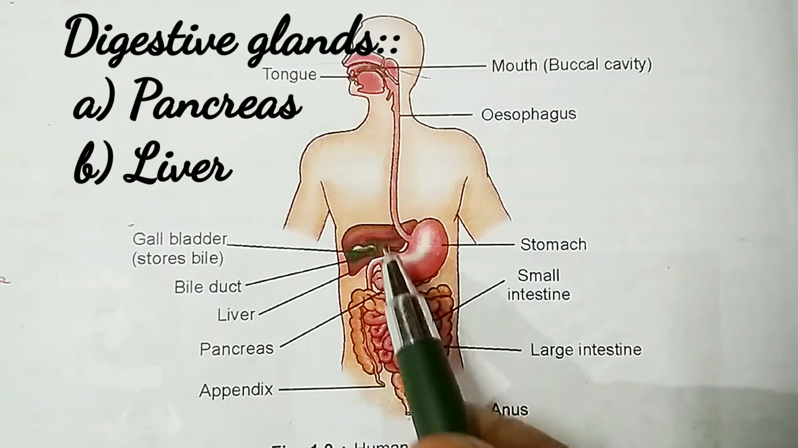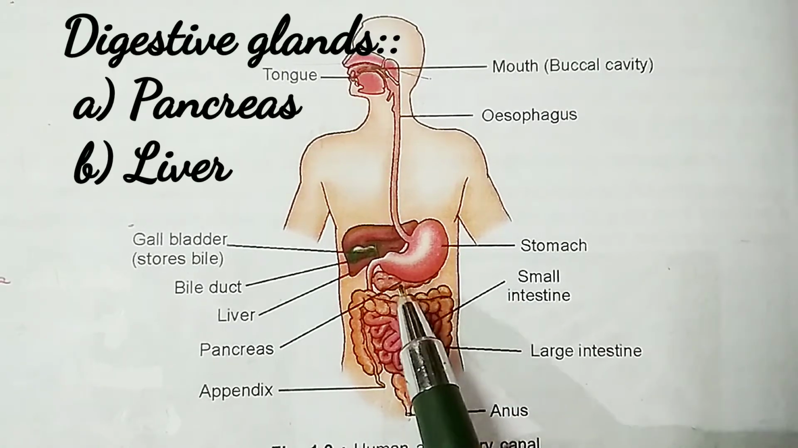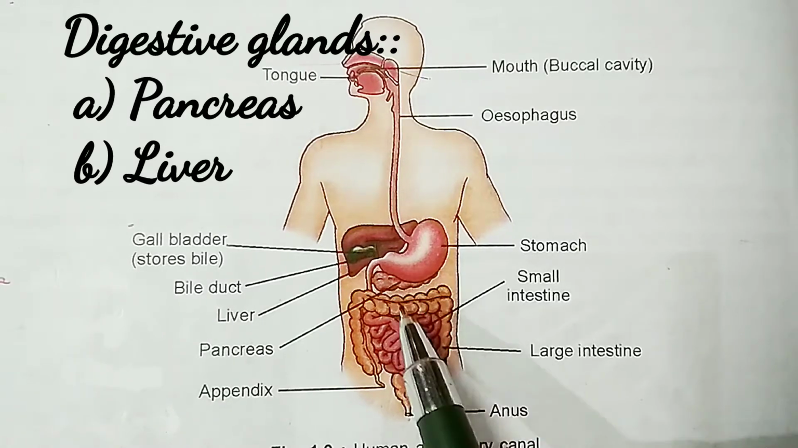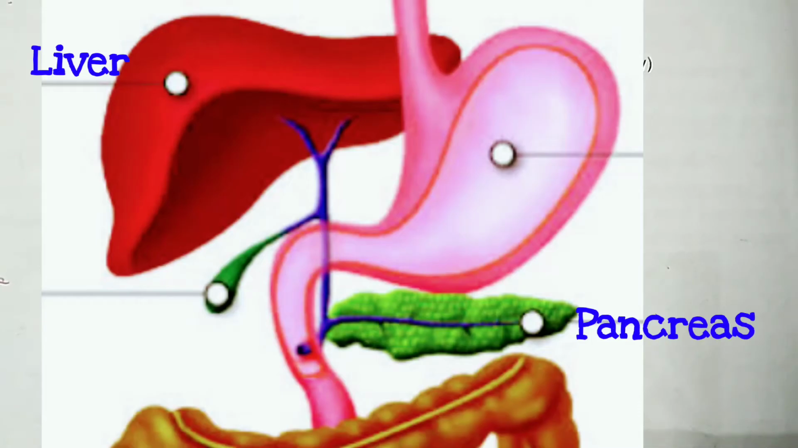In our digestive tract there are two digestive glands present. One is called the liver, another is called the pancreas. So the pancreas and liver are two digestive glands which are associated with the small intestine. Now the pancreas has an exocrine function of producing pancreatic juice. The pancreas releases different types of enzymes for the digestion of carbohydrates, proteins, and fats. I will discuss this after some time.